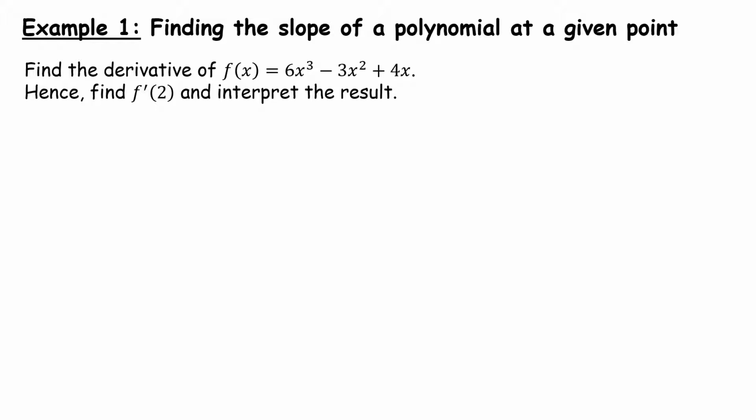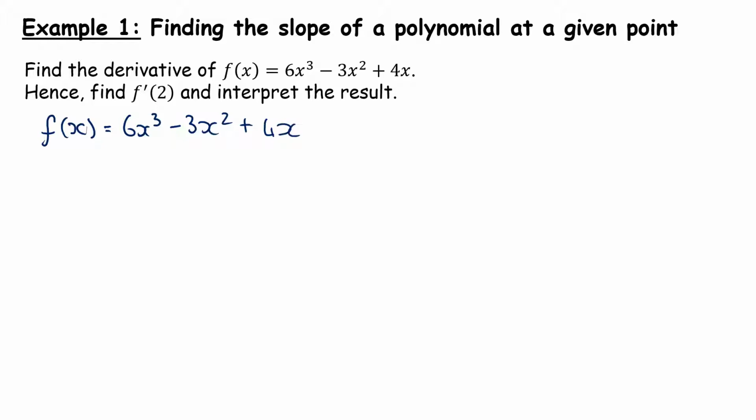So it says find the derivative of f of x is equal to 6x cubed minus 3x squared plus 4x, and hence find f dash of 2 and interpret the result. So the first thing we're going to do is we're going to start with our f of x. So here is f of x equals 6x cubed minus 3x squared plus 4x.